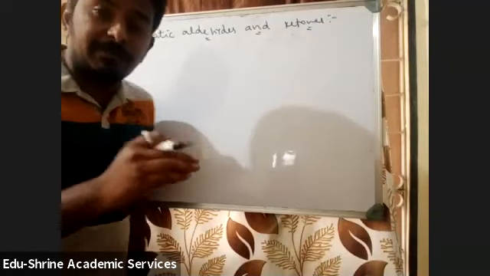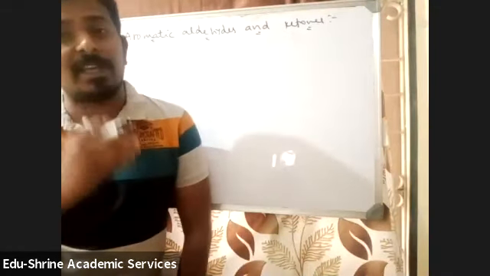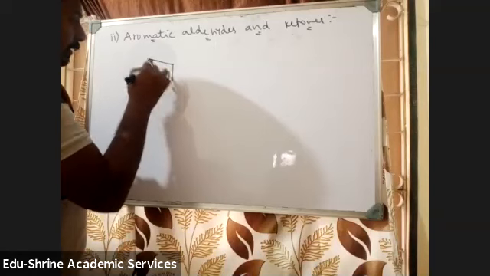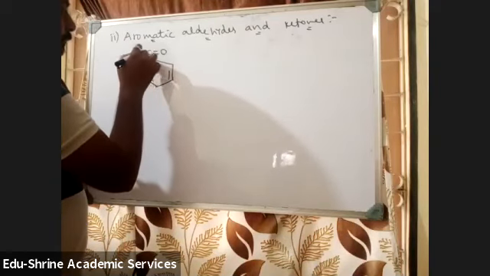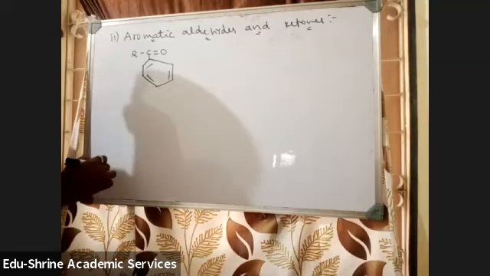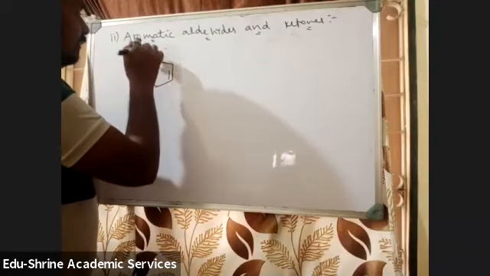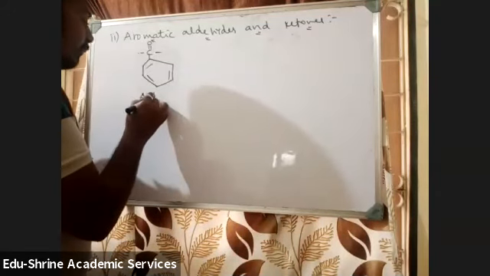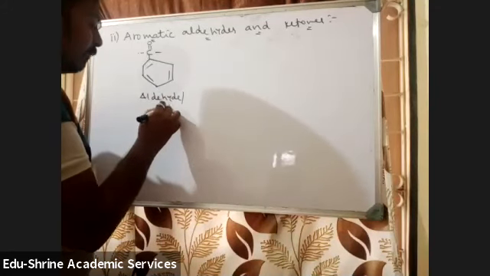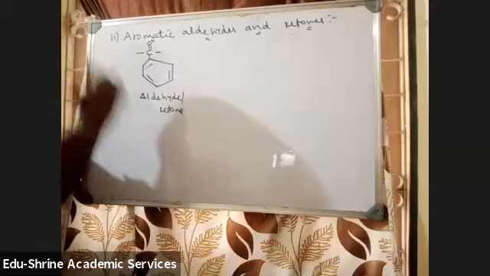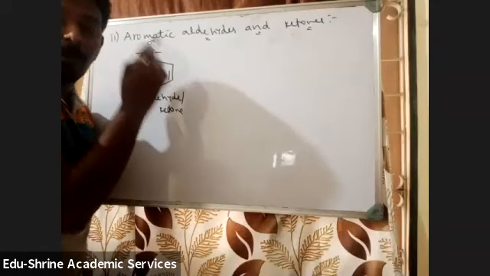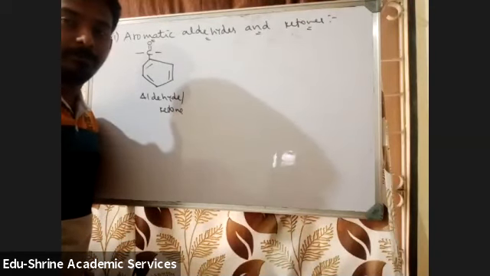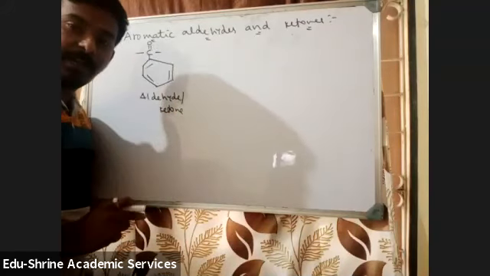So if we compare the reactivity of aliphatic aldehydes and ketones with aromatic aldehydes and ketones, for example, let us take one. It may be an aldehyde or it may be a ketone. Now, what type of group is this C double bond O group on the benzene ring? Plus M or minus M? Electron donating or electron withdrawing?